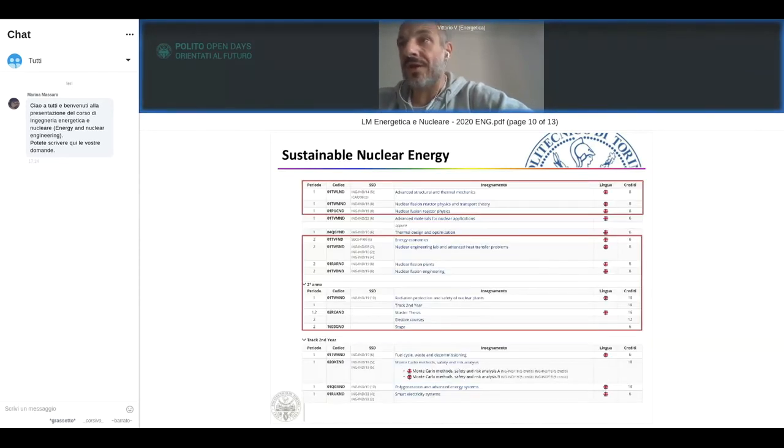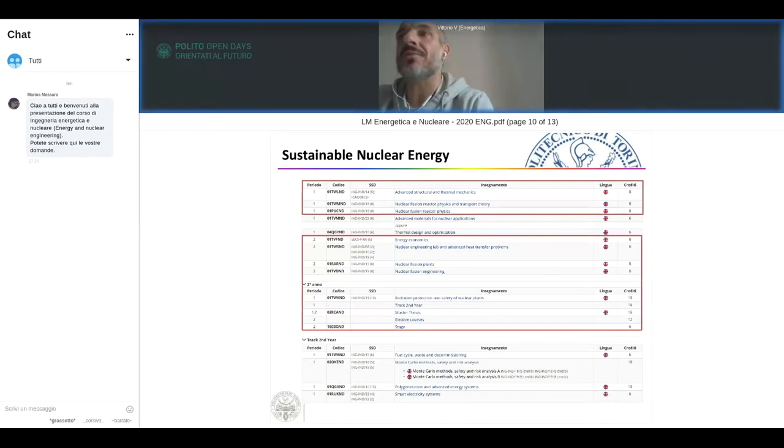Also, if you go to the list of courses, again in the red boxes, you have the mandatory part with advanced structural and thermal machines, nuclear fission reactor physics and transport theory, nuclear fusion reactor physics, energy economics, nuclear engineering lab and advanced heat transfer problems, nuclear fission plants, nuclear fusion engineering, radiation protection, safety and nuclear plants, together with the elective courses, the master thesis, and the mandatory internship.